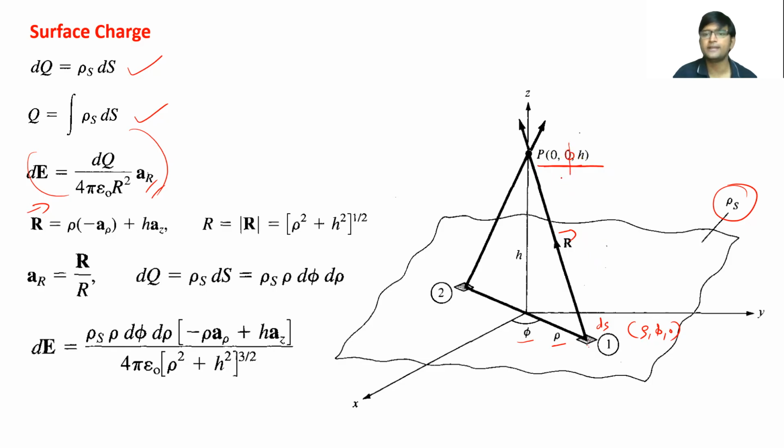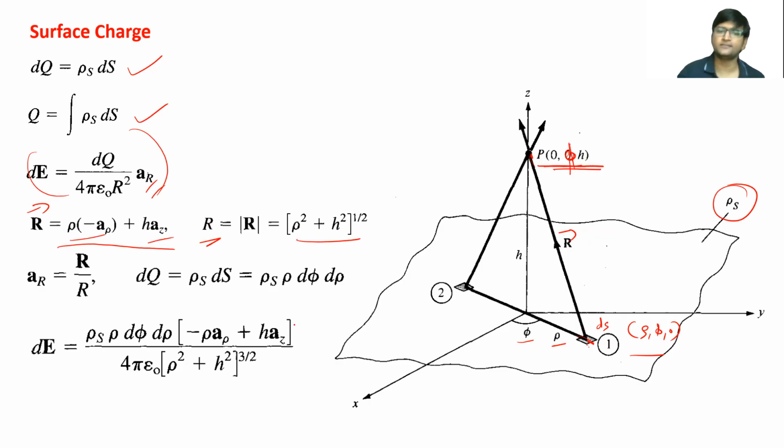And why will it be phi? Because if you are talking about this direction phi, in this direction the point p will also have the angle phi, because you are looking in this direction only. So if you calculate r, you subtract from this point to this point and you will get this. So phi will be removed, and you will only have minus rho a_rho plus h a_z. If you talk about the magnitude of r, it will be this.